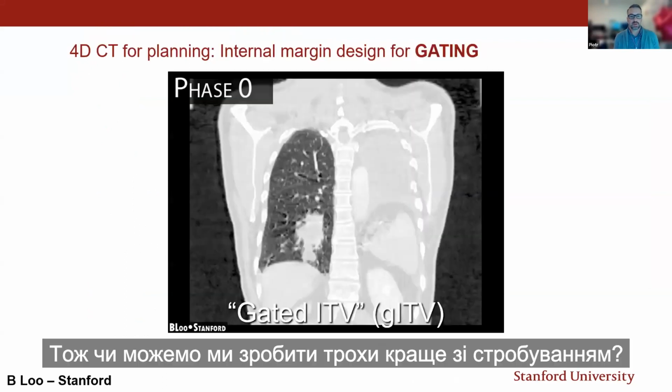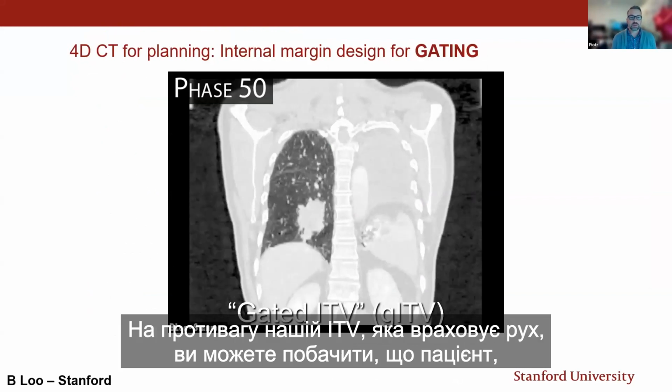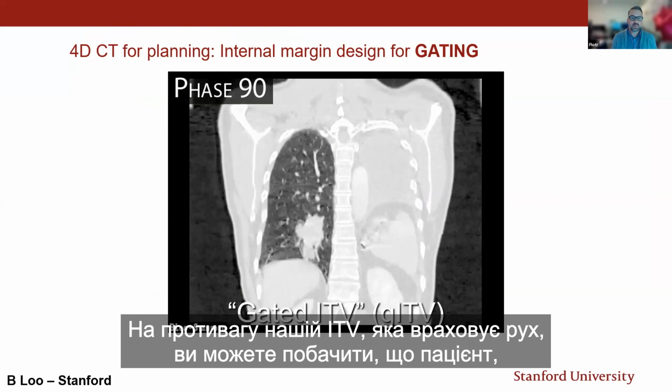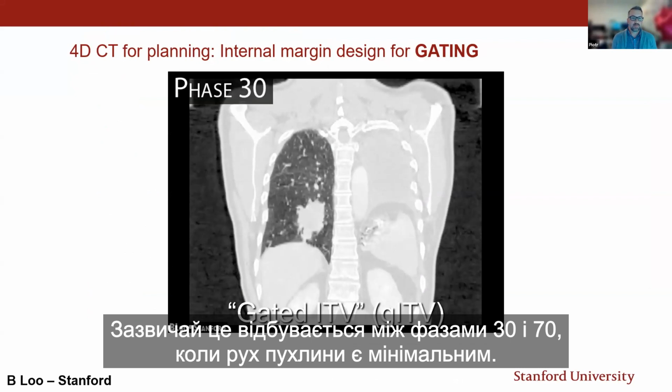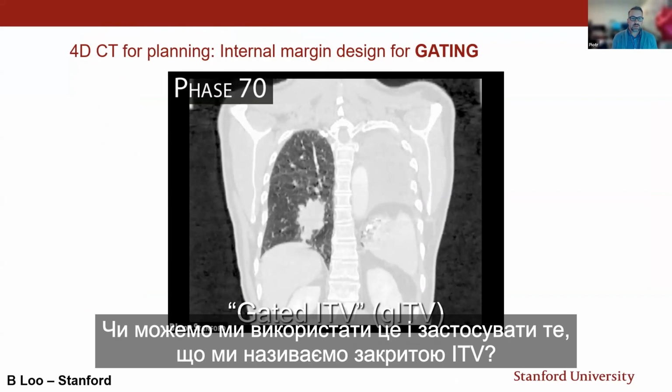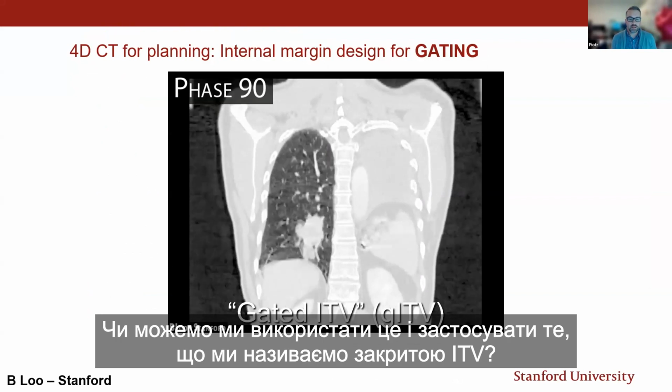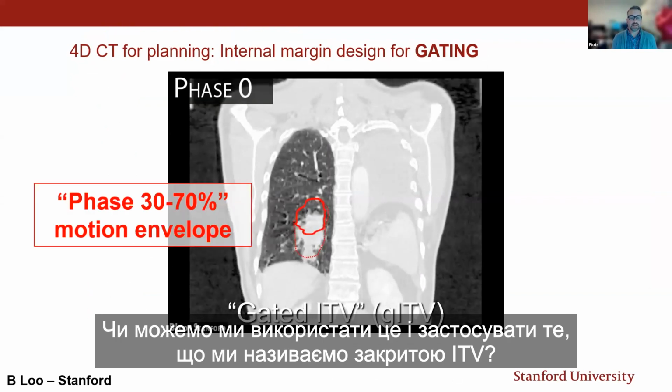So can we do a little bit better with gating? Contrasting this to our motion inclusive ITV, you can see that the patient, or most people, have a pause in their breathing. Usually this is between phases 30 and 70, where the tumor motion is actually pretty minimal. So can we exploit that and use what we call gated ITV?